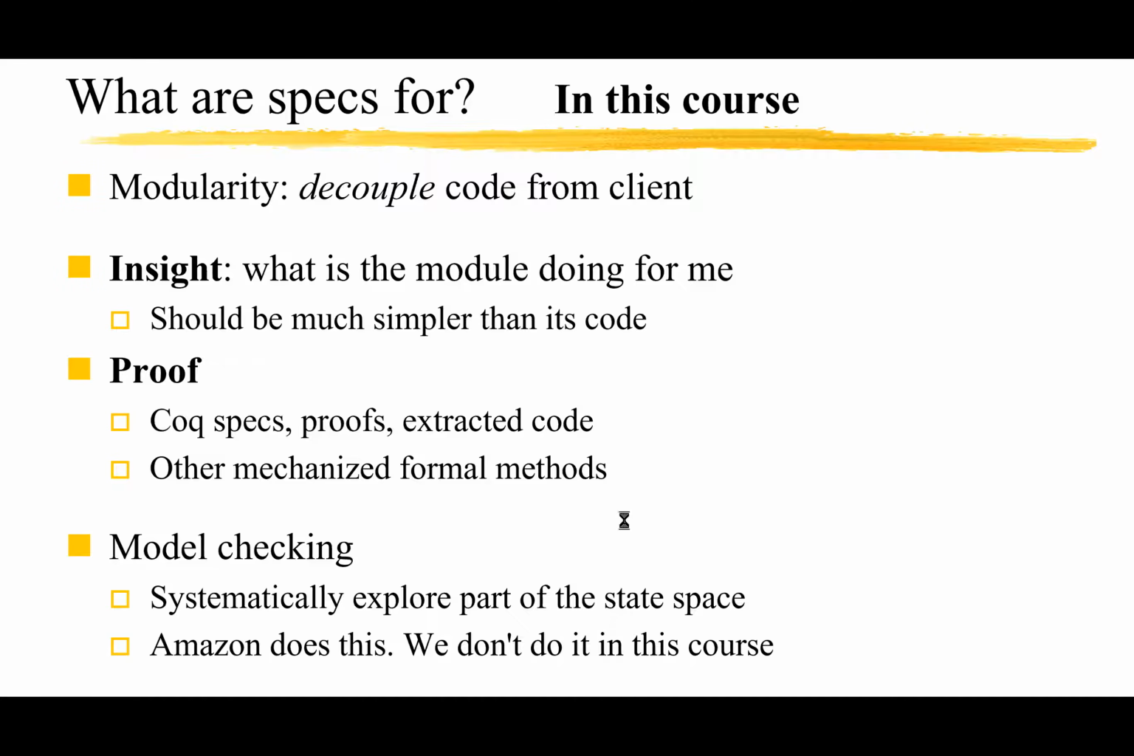And then the fourth thing that a spec can be good for is model checking. If you have a spec that says at least something about what the system is supposed to do, and you have some representation of the code for the system, you can use model checking to systematically explore part, usually not all because it's too big, but at least part of the state space. And of course, the Amazon paper put very heavy emphasis on this.